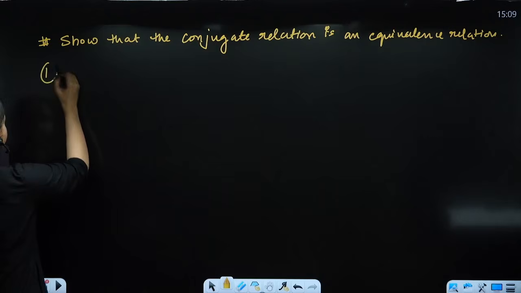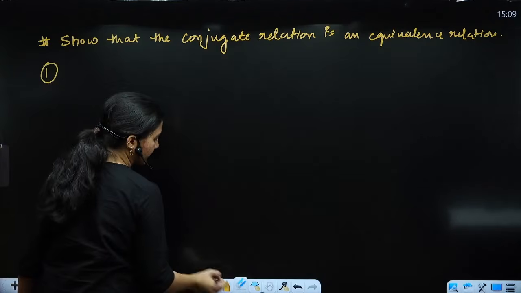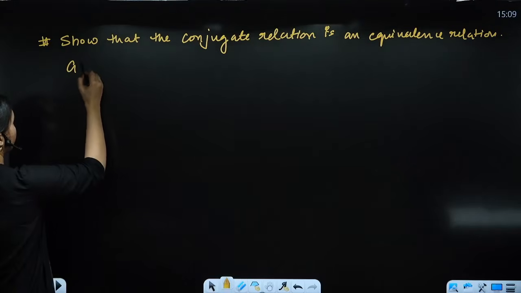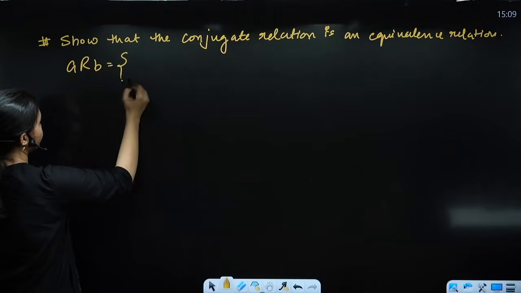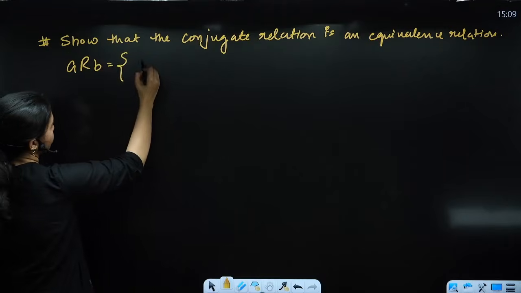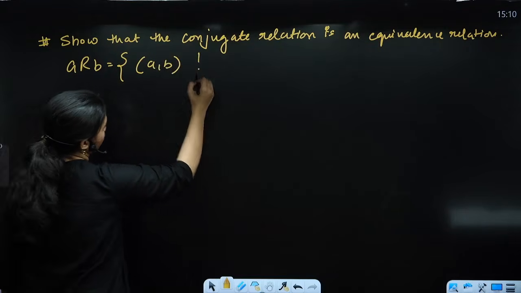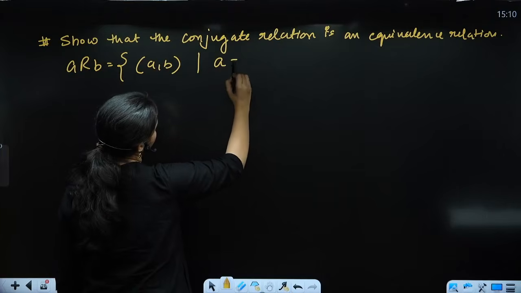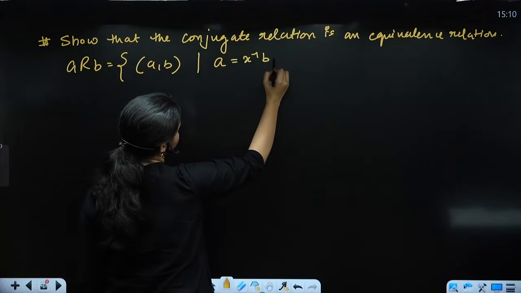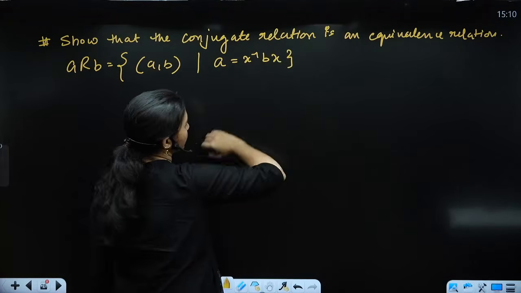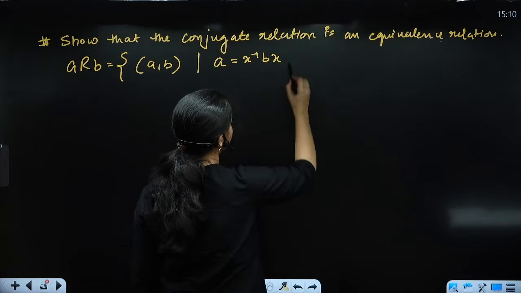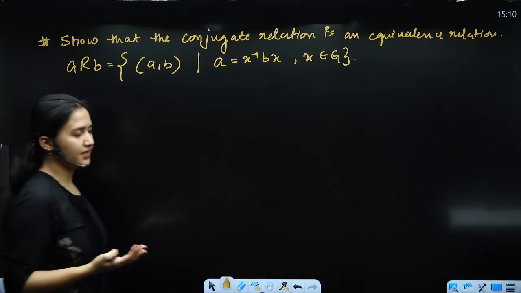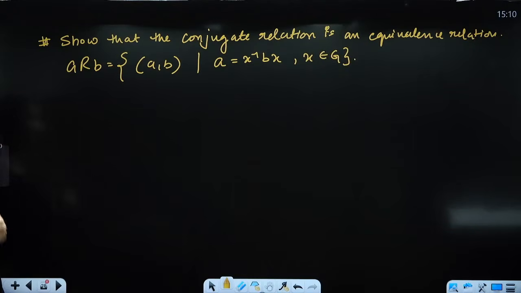First let me define the relation. So a R b if a equals x inverse b x, okay, where x belongs to G, and a and b are understood to be elements of your group G.